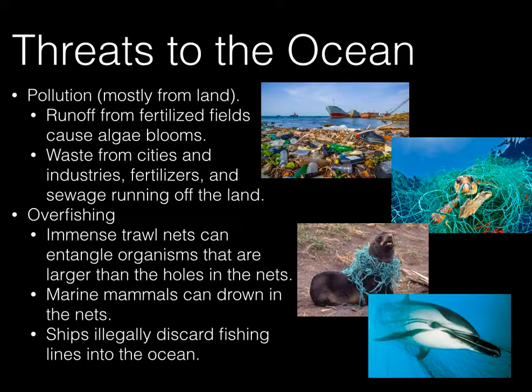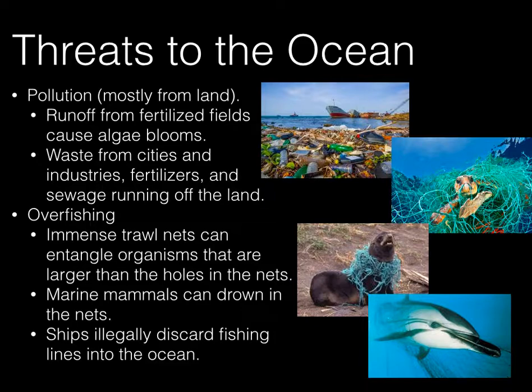So threats to our ocean. There are a lot of threats to our ocean. I think we know some of those threats, but pollution, mostly from what we're doing on land, is the biggest threat to the ocean. So this can be runoff of fertilizers, and we've talked a lot about eutrophication and the causing of algae plumes to build up and kind of suffocate other animals. Waste from cities, industries, fertilizers, and sewage run off the land.